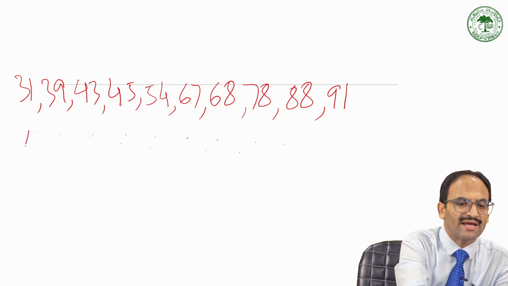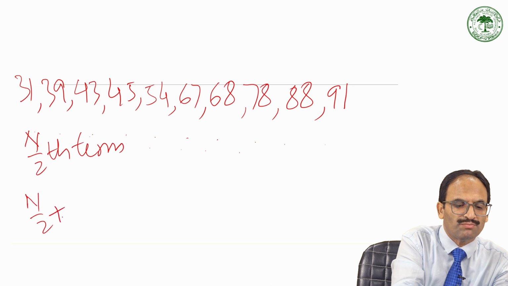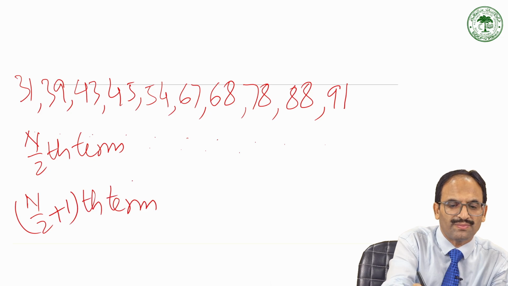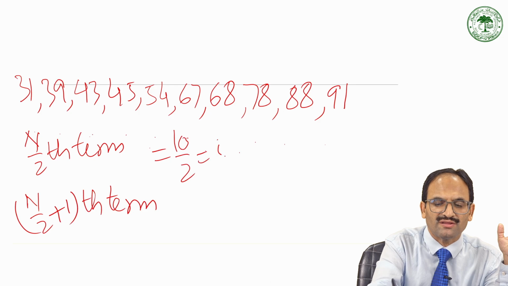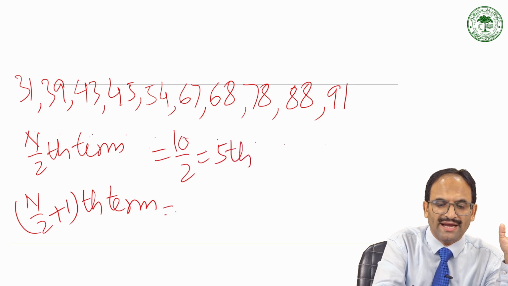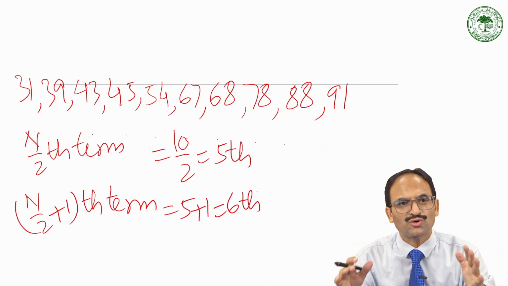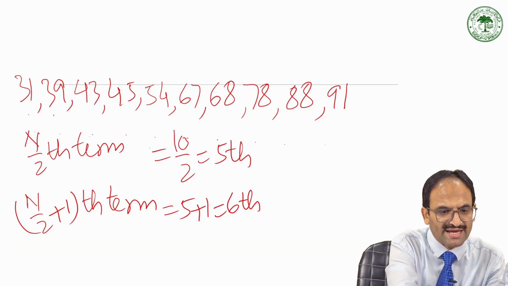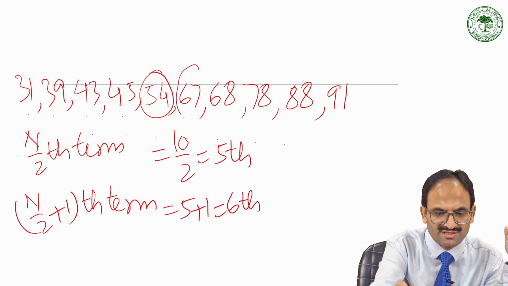Now locate the n by 2th term and locate the n by 2 plus 1th term. So n by 2th, that is 10 by 2th, that is the 5th term, and similarly it is 5 plus 1, that is the 6th term. So in the data set, locate which one is the 5th term. First, second, third, fourth, 5th is 54, 6th is 67.